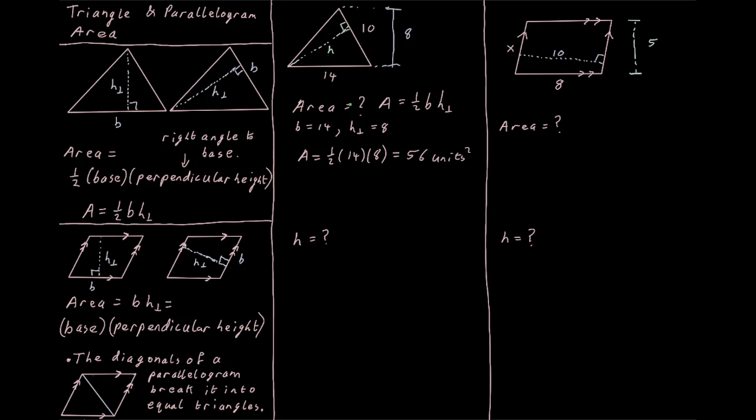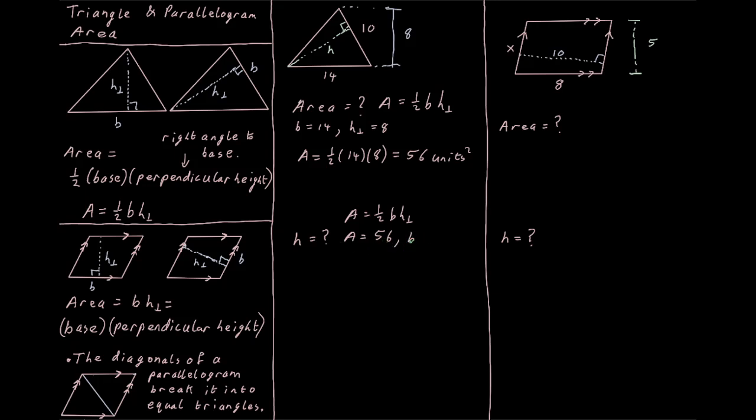Well, now I know the area and I know the base from this perpendicular height. So what I could say is, well, I know the area is equal to 56. I also know the area is equal to half the base times the perpendicular height. So I write down any formula I know that might help me with this, and then I label all the things I know. So the area is 56.